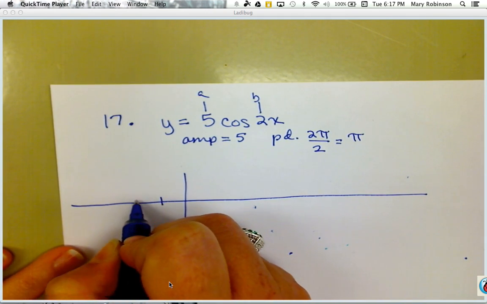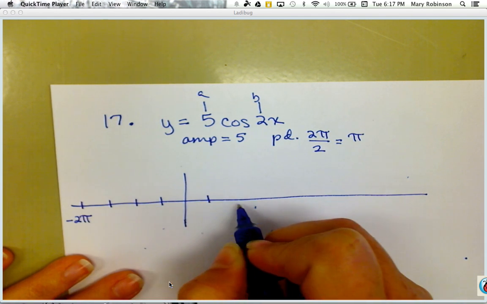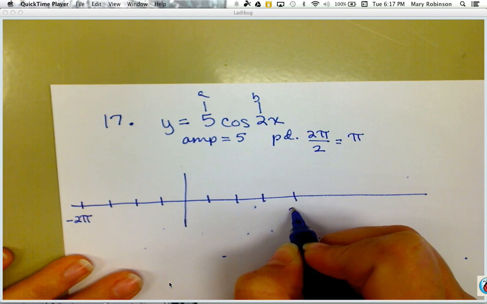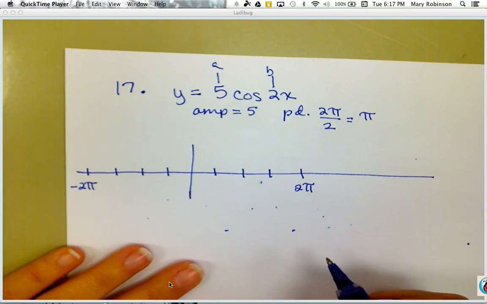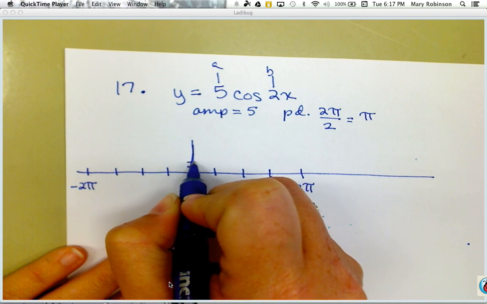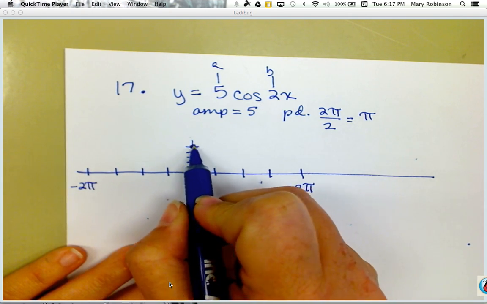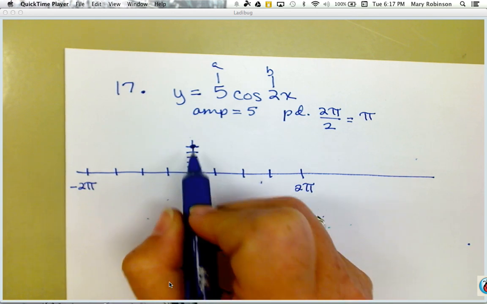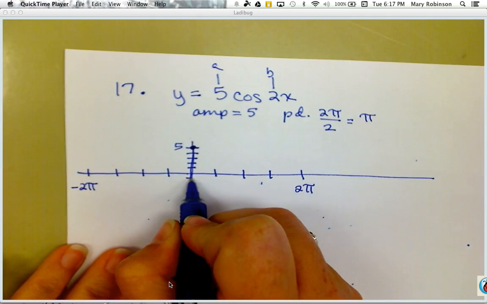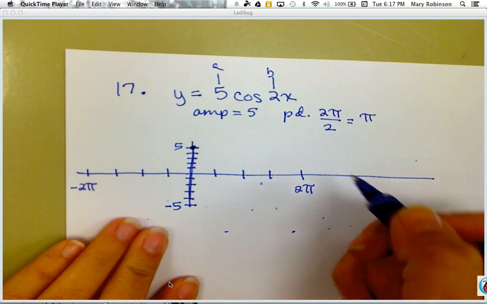So I'm going to put negative 2 pi over here, positive 2 pi here. Because my amplitude is 5, I'm going to make 5 tick marks up here for 5. 1, 2, 3, 4, 5. Down here is negative 5, and I'm going to graph it.